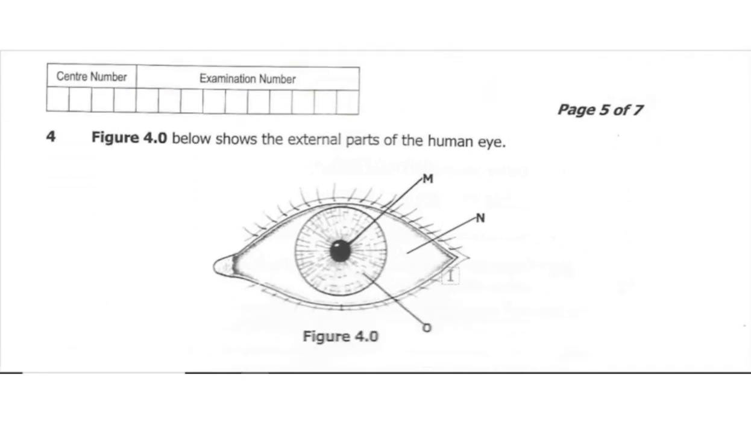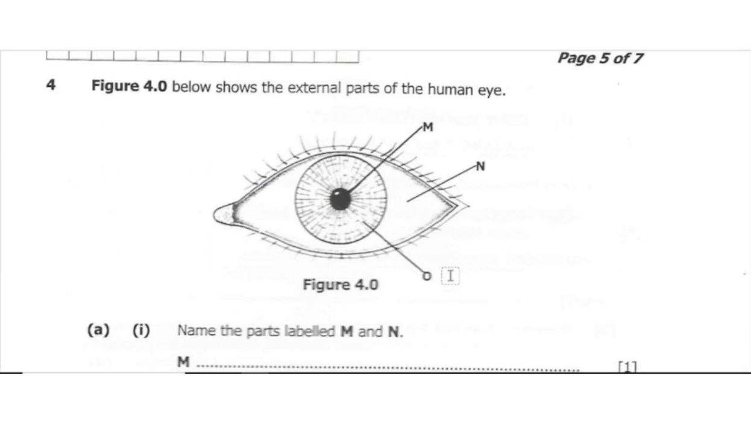We go to the next question, which is question 4. Figure 4.0 below shows the external part of the human eye. So you take time, look at the diagram and identify the parts. I'm not going to be writing the parts on the diagrams because it would be a sheer waste of time if I continue doing the same thing.